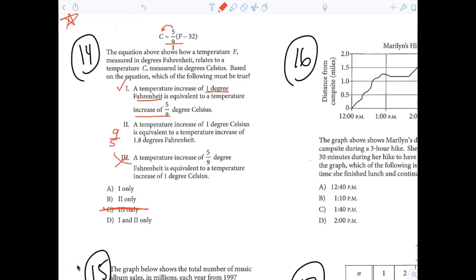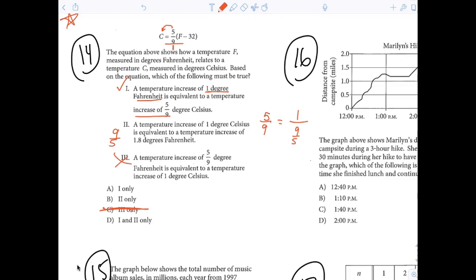Everybody good with that? Now I knew that 5/9, now this is why it's tricky, 5/9 is the same as 1 over 9/5. Think about that now, please. I'm not expecting you to know that. I'm just expecting you to say, wow, that's pretty cool. That's very difficult. I would not ask the average kid to know that.